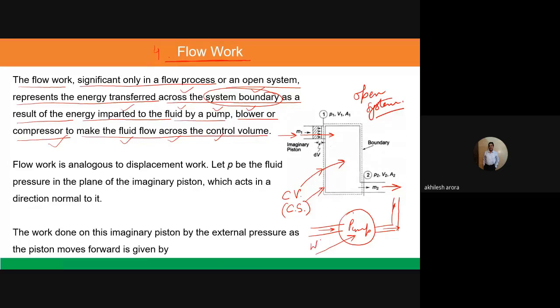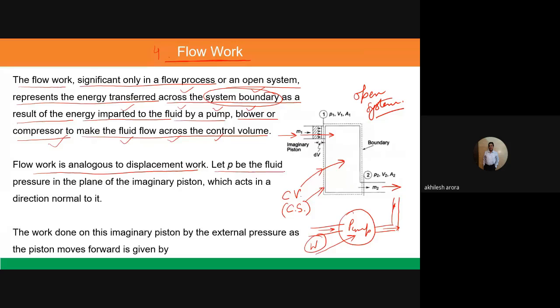certain amount of energy, which is in the form of electrical energy, which is also work in this particular case. So when we are taking the help of work and making the fluid flow, we will have to do the flow work actually. Now flow work is analogous to the displacement work.